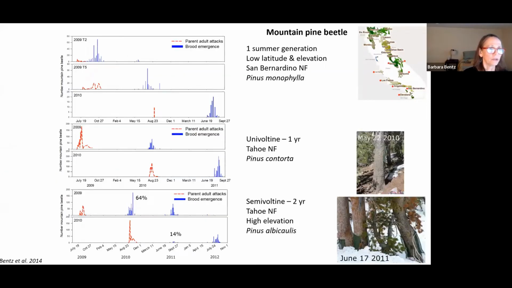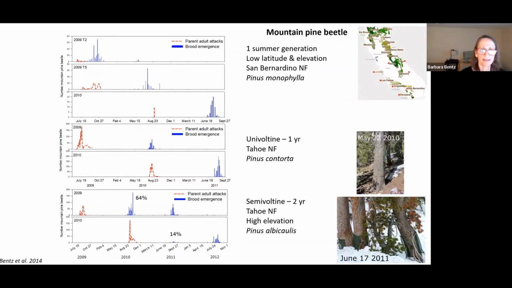So, a slight detour here. I just want to describe all the patterns of mountain pine beetle life cycle we observed in the field. The top row is the one we just talked about. This middle one is the typical univoltine pattern: attacks in the summer, emergence in the summer. And this was from a Ponderosa pine on the Tahoe forest, which is here in Central California. And then the bottom panel shows a semivoltine or a 2-year life cycle at high elevation in whitebark pine.